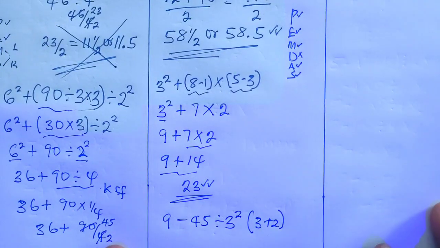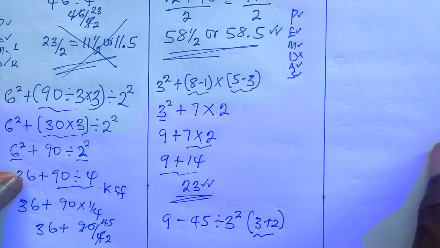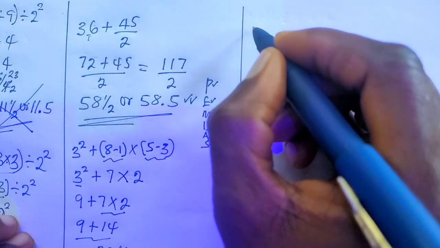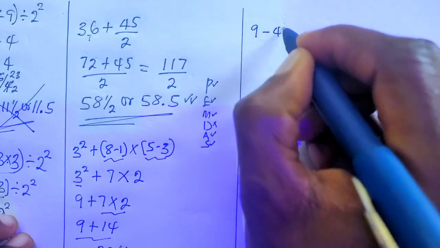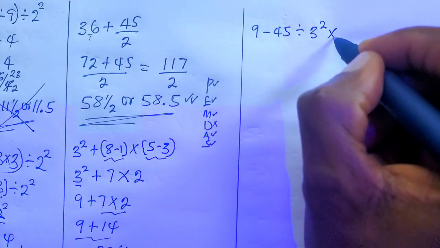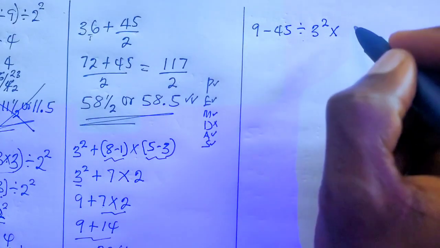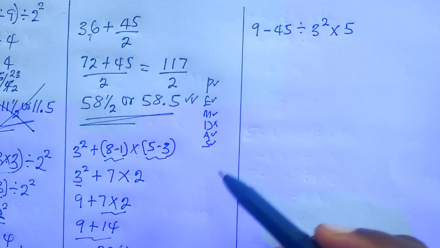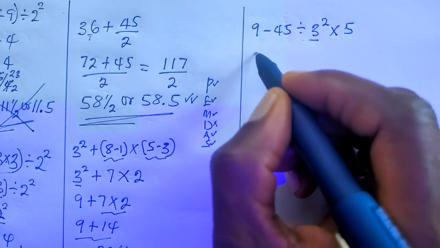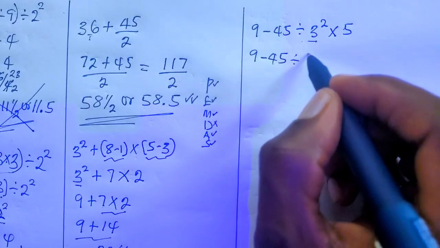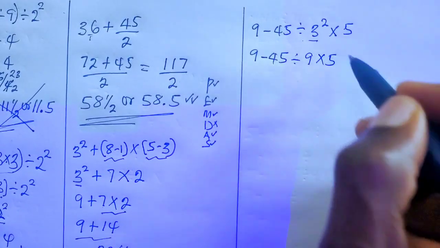First, we are going to first of all consider the parentheses here. We are going to simplify the terms inside the parentheses, and the expression we are going to have here is 9 minus 45 divided by 3 to the power of 2, then multiply by 3 plus 2, that gives us 5. And next, still following this PEMDAS rule, we are going to consider exponents, and the expression becomes 9 minus 45 divided by 3 to the power of 2, that gives us 9, then multiply by 5.